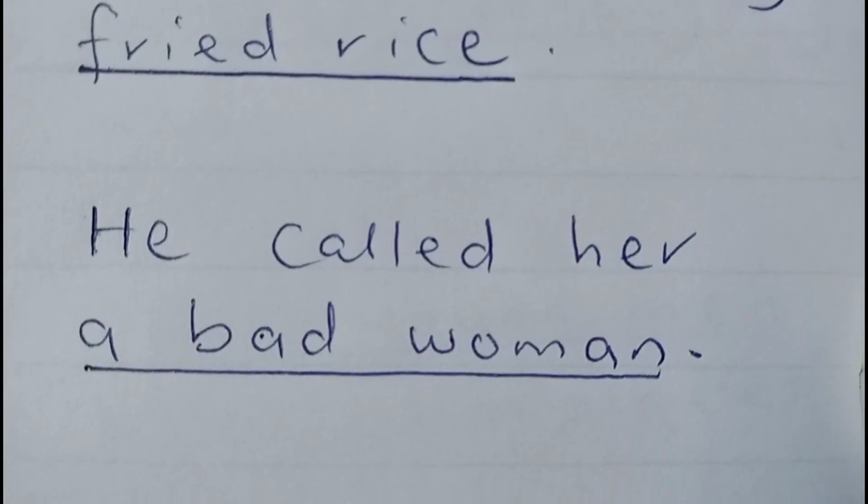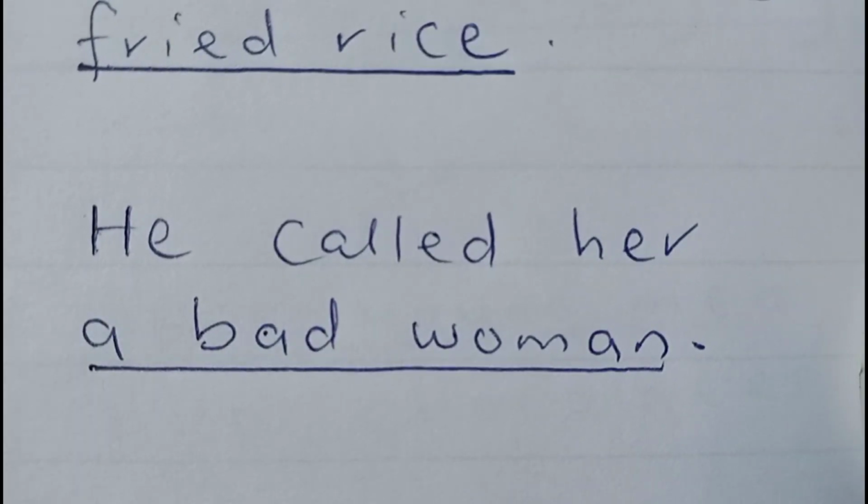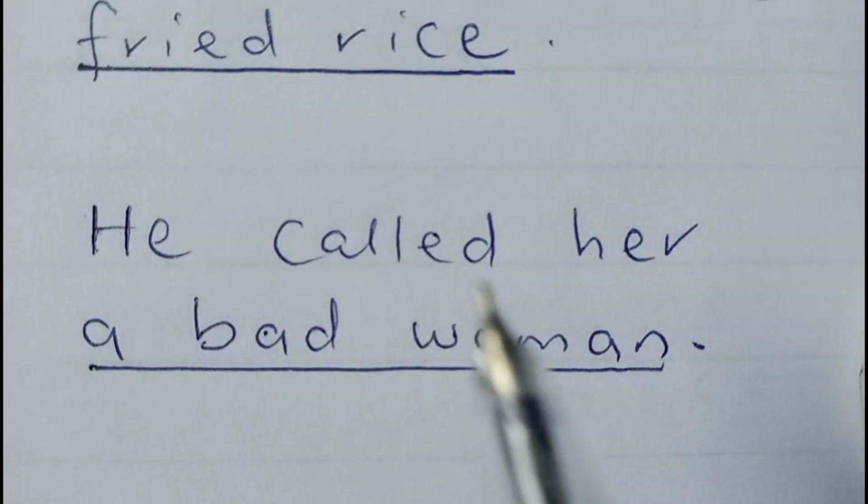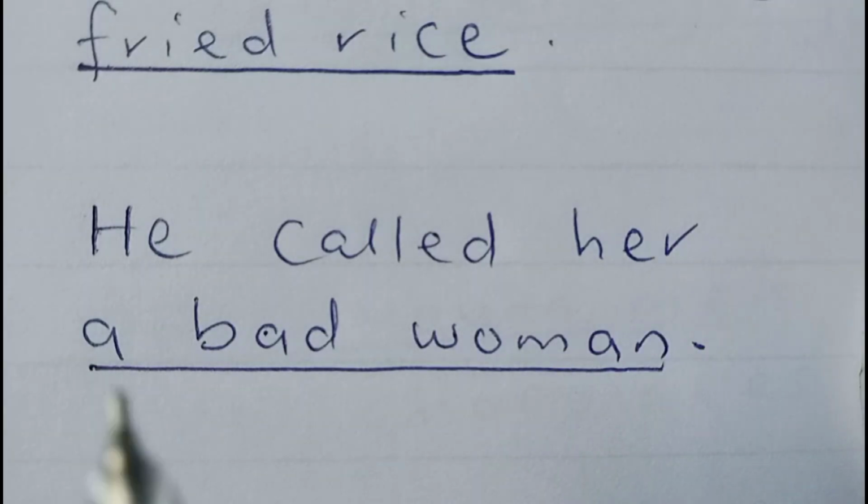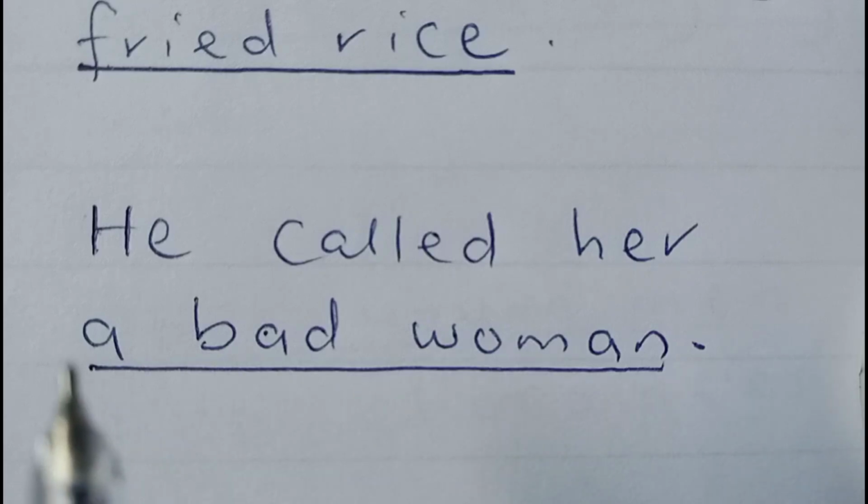Now let's look at another example. He called her a bad woman. As you can see, the phrase a bad woman is underlined. Now, it's a phrase because there is no finite verb here. He called her something. What's the name of that thing? A bad woman. So it's a noun phrase because it functions like a noun. It behaves like a noun by providing a name.